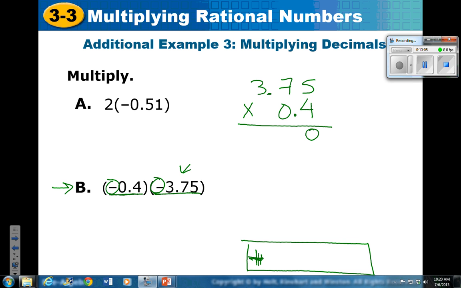4 times 5 is 20, put the 0, carry the 2. 4 times 7 is 28, plus that 2 is 30, put the 0, carry the 3. 4 times 3 is 12, plus 3 is 15. Now I look at the problem and count the digits after the decimal point. This one, and this one. So I have 3 digits after the decimal point in my problem, and I need 3 digits after the decimal point in my answer. Put that decimal point in, and then you know that zeros at the end after the decimal point don't mean anything, so my answer is going to be positive 1.5.